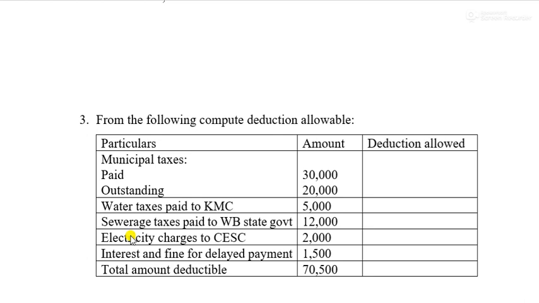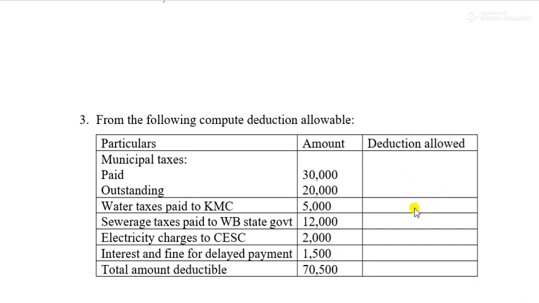Okay, the next one, this is a compiled sum. Municipal taxes paid, outstanding. The paid amount is 30,000, outstanding amount is 20,000. So deduction allowed will be 30,000, right? Next, water taxes paid to KMC. We have to judge whether this deduction will be allowed or not. KMC, Kolkata Municipal Corporation, is a local authority. So all taxes levied by a local authority are allowed as deduction. So 5,000 over here, deduction allowed 5,000.